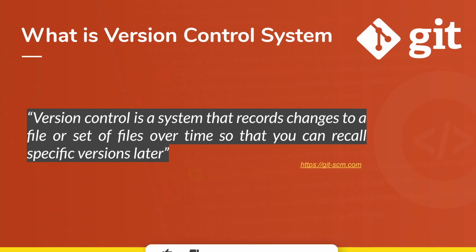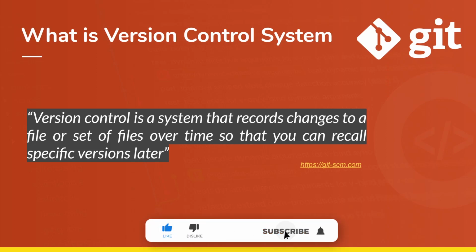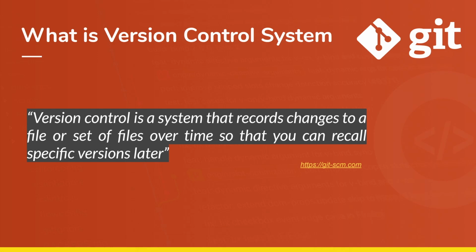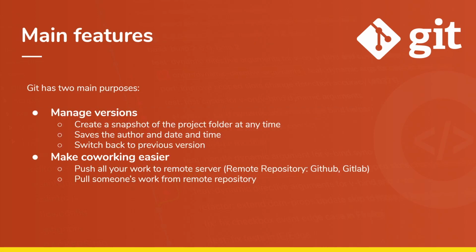Here is the official explanation of version control system from Git's website. Version control is a system that records changes to a file or set of files over time so that you can recall specific versions later. Git has two main features: to manage versions and make co-working easier. When I say manage versions, I mean that at any point you can create a snapshot of your project folder, and Git also saves the author who made that snapshot and the date and time when the snapshot was made, and later you can switch back to a previous version at any time.